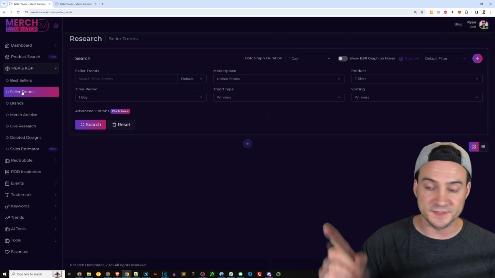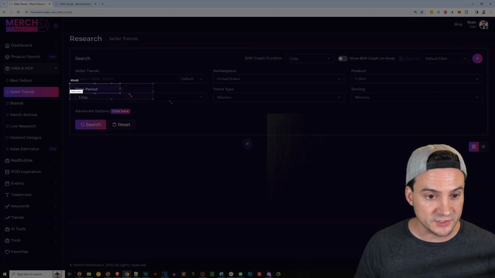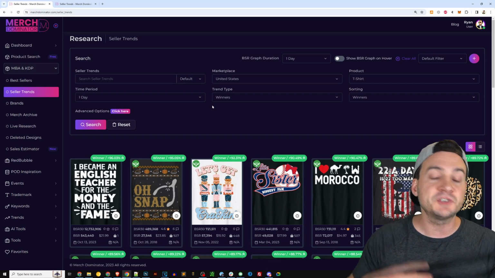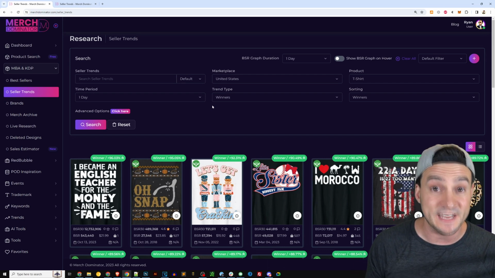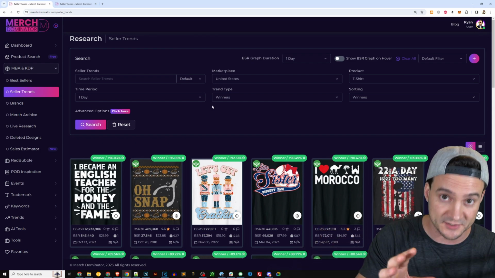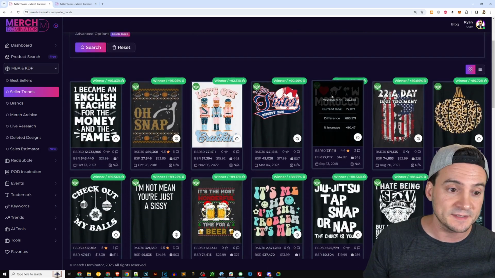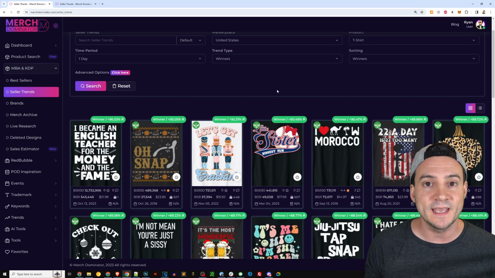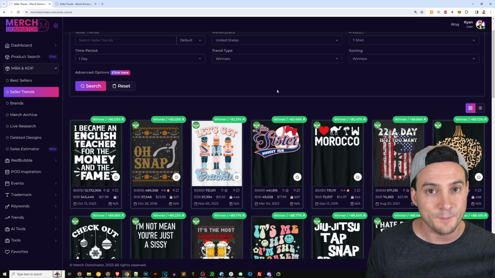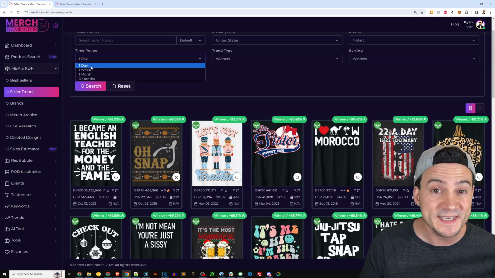Now, by default, the time frame that it is using to identify essentially what it's doing is it's looking at the average BSR of these shirts from the last 30 days and then looking at its current BSR and ordering these shirts behind us in terms of, on a percentage basis, how much it's outperforming its average BSR from the last month. So you can do this on a 1-day time period.